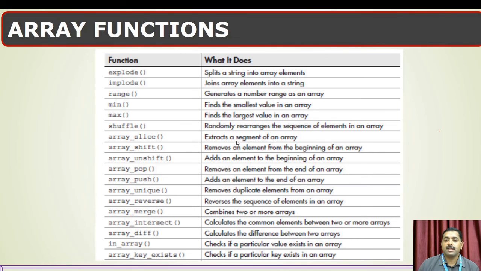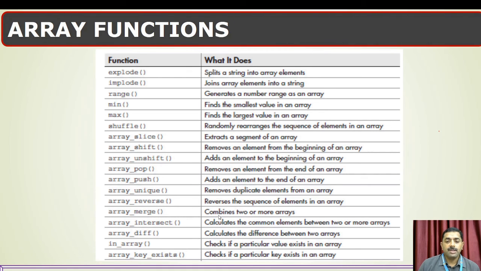Array slice extracts a segment of an array. Array shift removes an element from the beginning of an array. Array unshift adds an element to the beginning of an array. Array pop removes an element from the end of an array. Array push adds an element to the end of an array. Array unique removes duplicate elements from an array. Array reverse reverses the sequence of elements in an array.